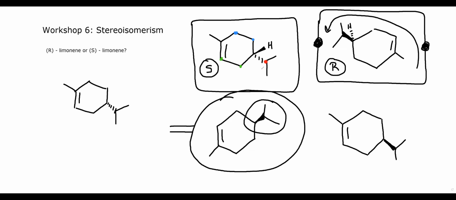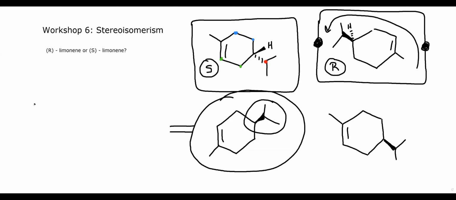So this is exactly the same as this first one we did. This is the S configuration. The carbon skeletons are exactly the same, and we have a hash in this position instead of a wedge. So this is S-limonene. And again, you could use the Cahn-Ingold-Prelog system for this one, numbering 1 through 4, and then determine R or S. That's perfectly fine as well.